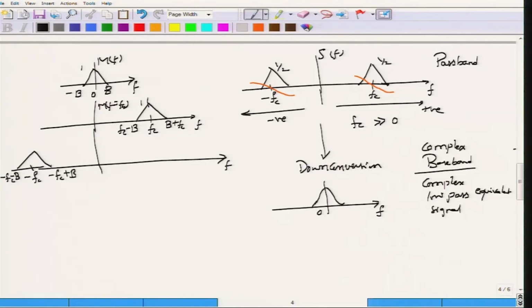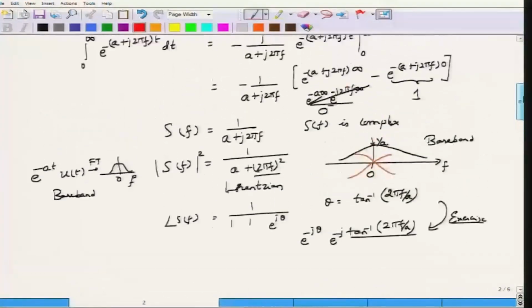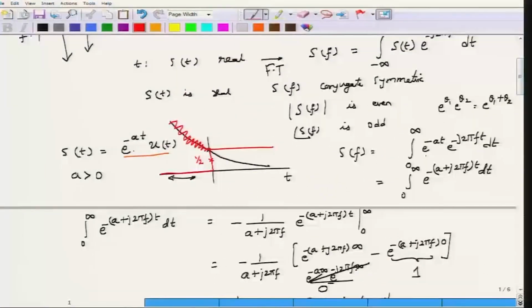Now, how do we do this down conversion? All I can think of is a very simple way. I already know one function which takes away all the negative variable values. If you recall the e to the power minus at signal here, we multiplied e to the power minus at with this function u of t. What did u of t do? It removed all components of e to the power minus at when t was less than 0.